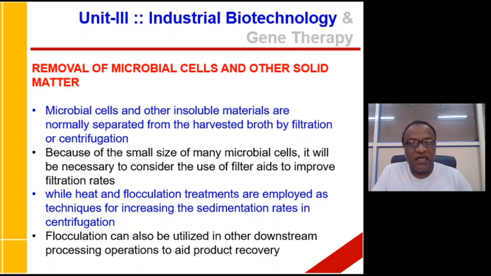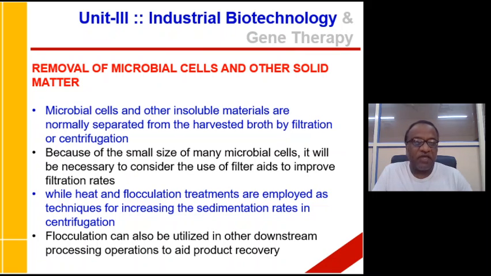So, how to remove the microbial cells and other solid matters? The microbial cells and other insoluble materials are normally separated from the harvested broth by filtration or centrifugation, as I discussed in the previous slide. Because of the small size of the microbial cells, it will be necessary to consider the use of filter aids, and you can have heat and flocculation treatments along with filtration or centrifugation, so that you increase the sedimentation rates in centrifugation. Flocculation can also be used in the downstream process to help the recovery of the product.